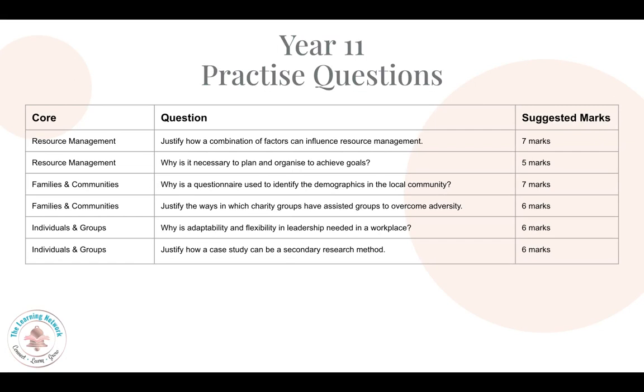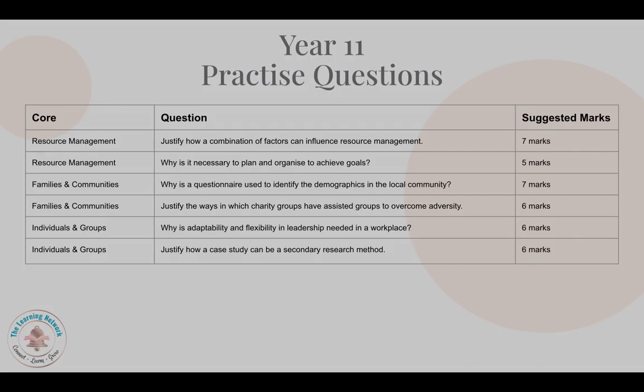Let's have a look at some simple Year 11 practice questions that might be included in each of our cores. So we might be looking at something like, why is it necessary to plan and organise to achieve goals? Justify the ways in which charity groups have assisted groups to overcome adversity. Justify how a case study can be a secondary research method. So really getting the students to apply their understanding about the reasons for these things happening.